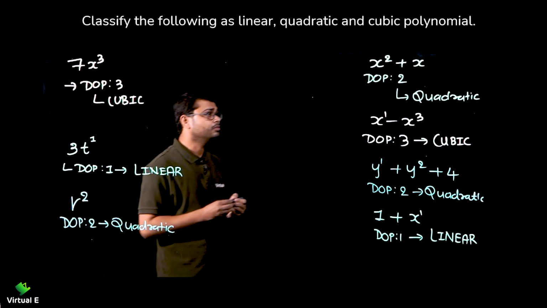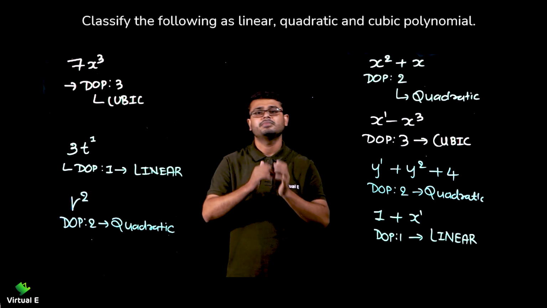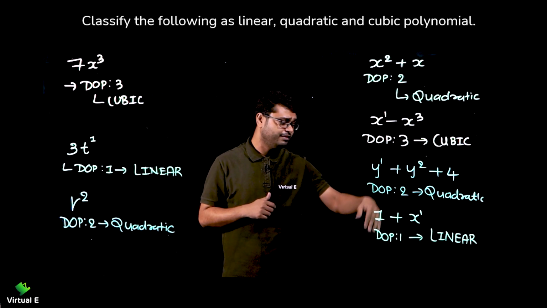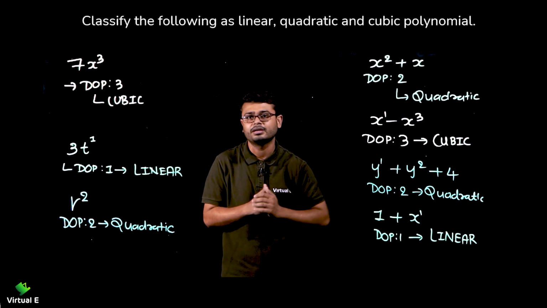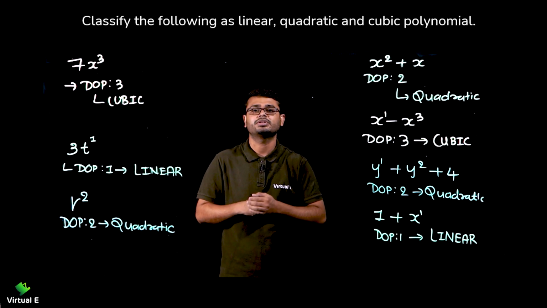So this is how we identify the polynomial based on degree of polynomial. If it is 1, we know very well, linear. If it is 2, quadratic. 3, cubic, right? And if it is 4, then it will be biquadratic. Let's move to the next topic.